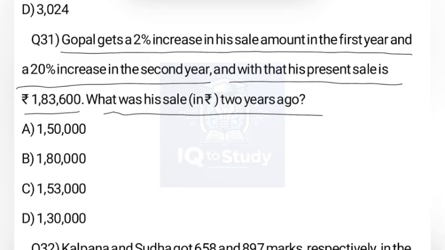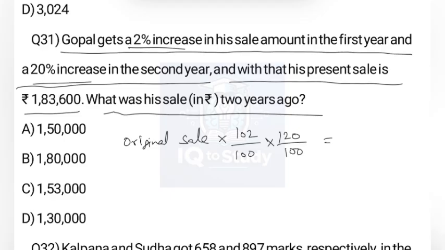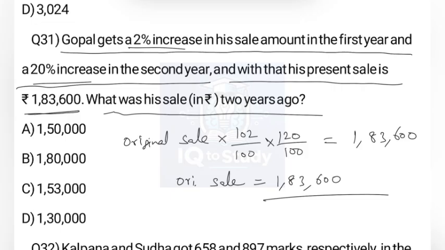So, original sale into 102 by 100 because of 2% increase, and 20% increase means 120 by 100, that is equal to present sale, which is 1,83,600. So original sale is equal to 1,83,600 divided by, so the answer is 1,50,000.